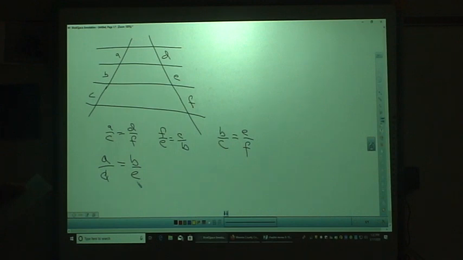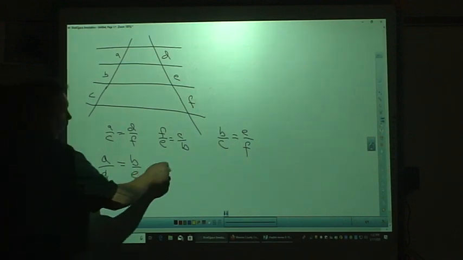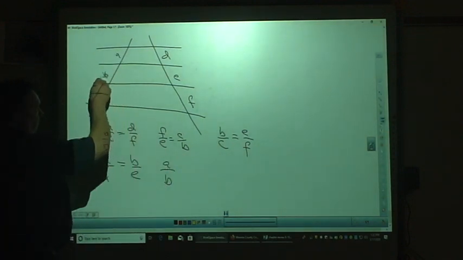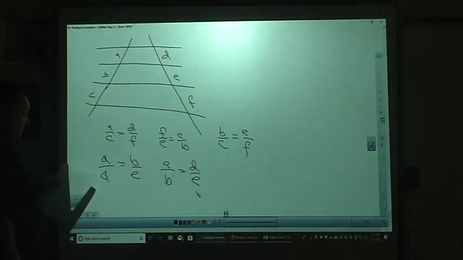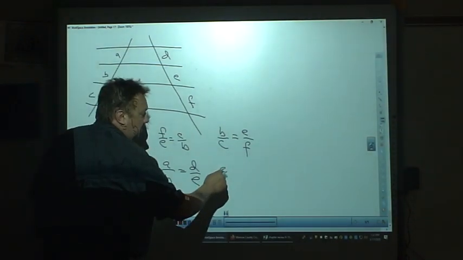For number 5, we have A over B. A over B, that'll correspond to D over E. And finally, E over B, which would be equal to F over C.